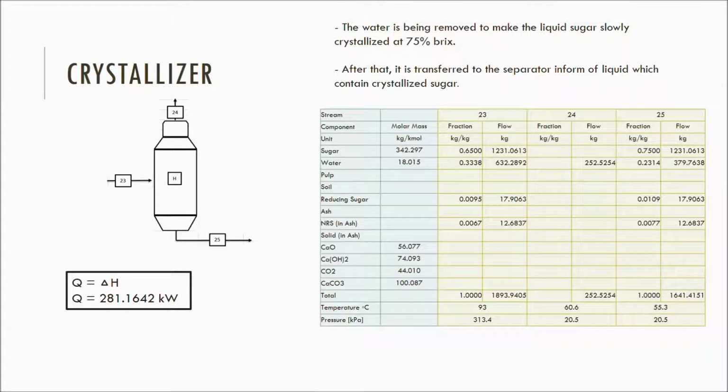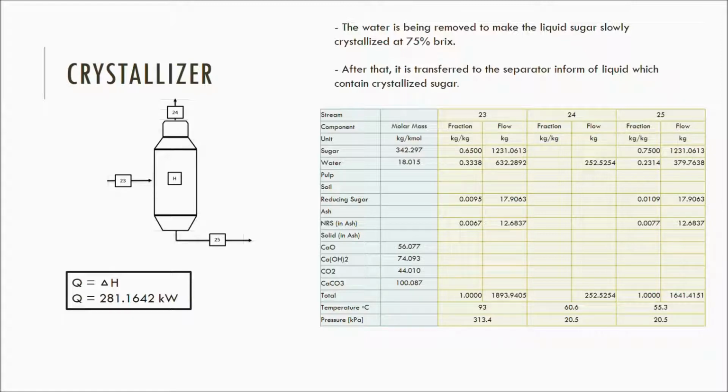For the standard material balance and energy balance, for the crystallizer, the water is being removed to make the liquid sugar slowly crystallize at 75% Brix. After that, it is transferred to the separator in the form of liquid which contains crystallized sugar. The inlet of the crystallizer is 1893.9405 kg per hour at the temperature of 93 degrees Celsius at the pressure of 313.4 kPa.